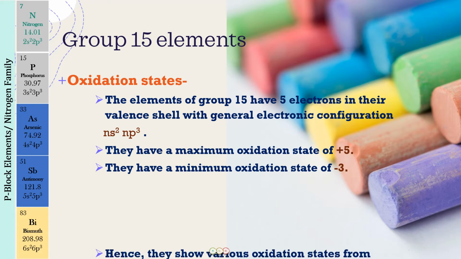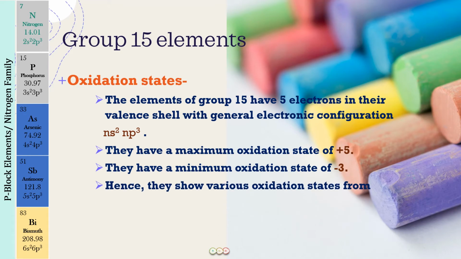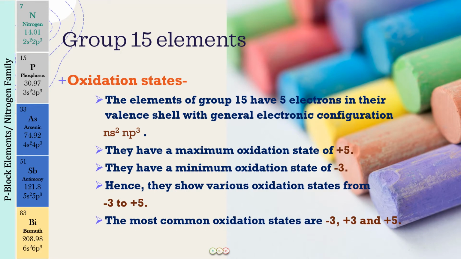So they have various oxidation states from -3 to +5. It is not only these two oxidation states that they show; they show variable oxidation states, but they range from -3 to +5. Not more than that, not less than that is possible. The most common oxidation states they show are -3, +3 and +5. I will explain why that happens, but these are the most common oxidation states, although other oxidation states are also seen for them.